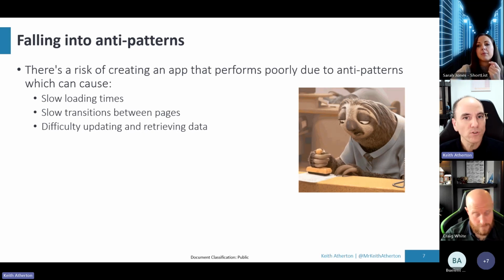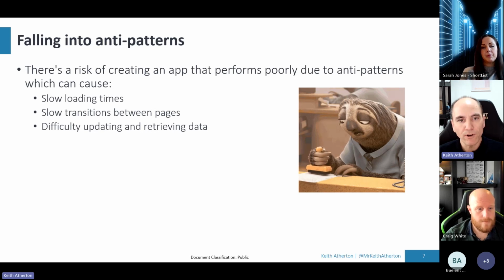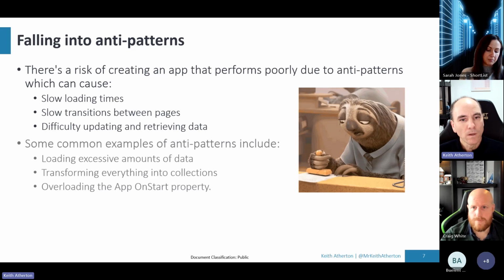Now, the main focus of this session will be canvas apps, because in many ways they can be more configurable, which means we've got more choices to make. Choices can be good or bad; they're intended to be good, but they may have performance impacts. Some common examples of anti-patterns are loading excessive amounts of data, pulling too much into collections, transforming everything into collections, and overloading the app OnStart property as well.